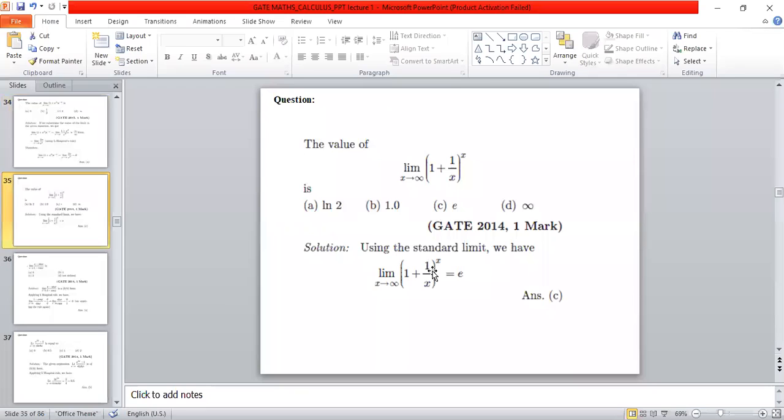Sure. Next question. The next question is a standard one. The limit as x tends to infinity of (1 plus 1 by x) raised to x, and we know it is e. So no need to think. It is e.